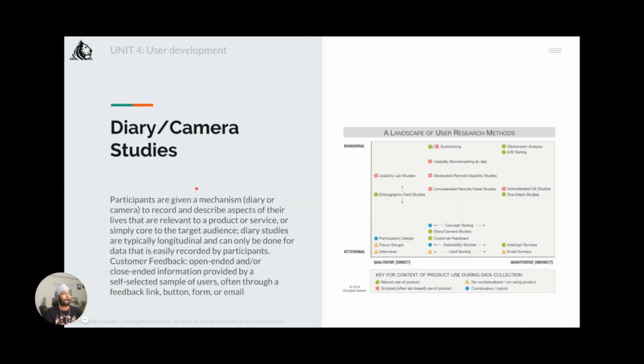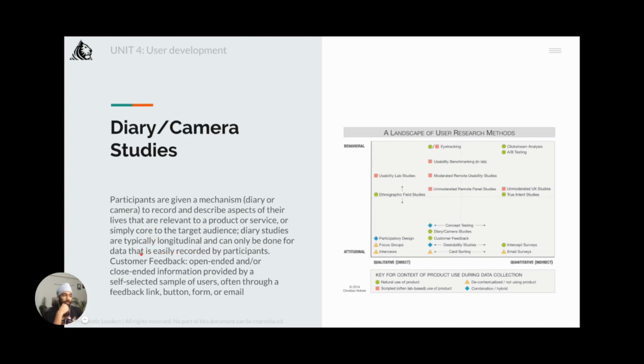Okay. Then comes diary and camera studies. So participants are largely given a mechanism, that is a diary or a camera. So diary से basic diary मतलब कि diary and pen just to record what they're doing, versus camera just to record in a visual manner, right? So they need to describe aspects of their lives that are relevant to a product or service, or simply quote to the target audience. So diary studies are typically longitudinal and can only be done for data that is easily recorded by participants, right?